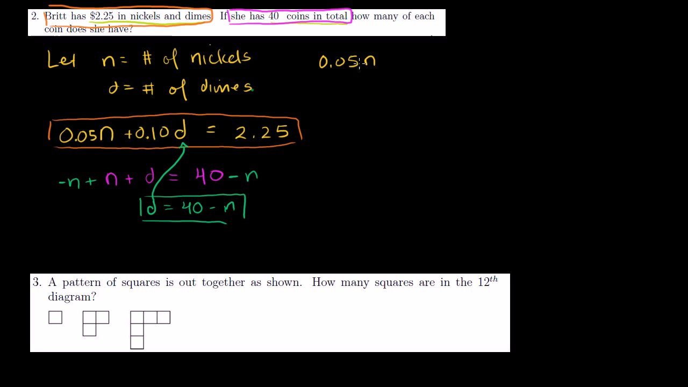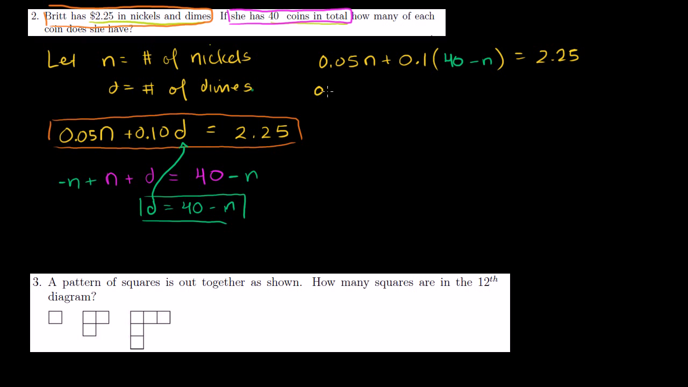0.05 times our number of nickels plus 0.1 times our number of dimes. But we already know the number of dimes is equal to 40 minus n. That's what that second statement told us. So instead of d, I'm going to substitute it with 40 minus n. It's 40 minus the number of nickels. And that is equal to $2.25. And now we can just try to solve for n.